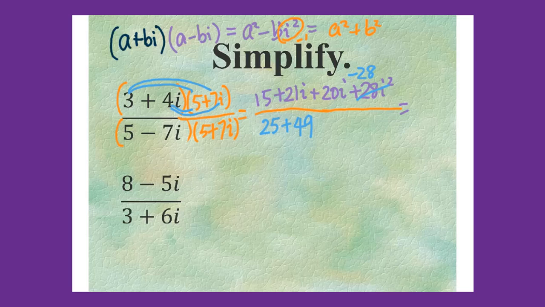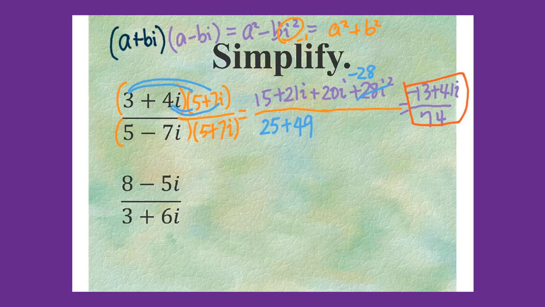So we combine like terms. The denominator will be 74. For the top, that means negative 13 and plus 41i. That's the final answer for this question.